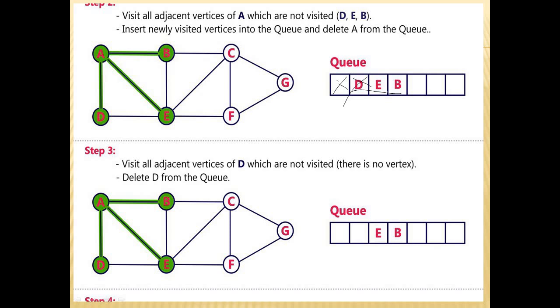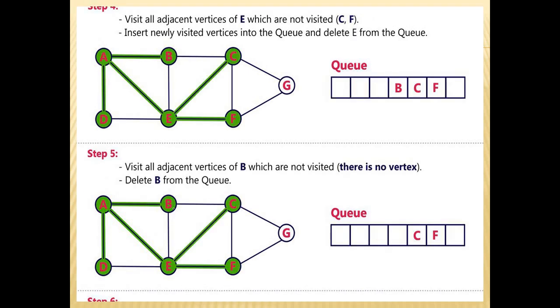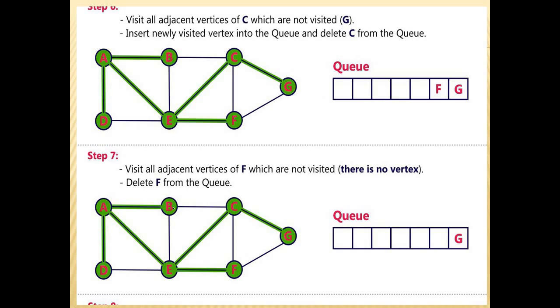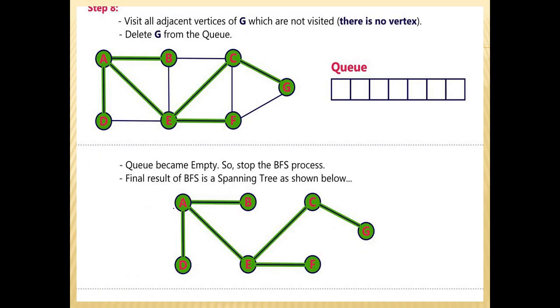Again, we find the adjacent vertices of E. E's adjacent vertices are B, A, D, C, F. So B, A, D are visited and C, F are not visited, so we'll add C and F. Next, C's adjacent vertices are G, F, E, B. G is not visited, so we'll add it. Finally, G doesn't have any adjacent vertices which are not visited, so we'll remove that one also. So finally, we get this spanning tree.